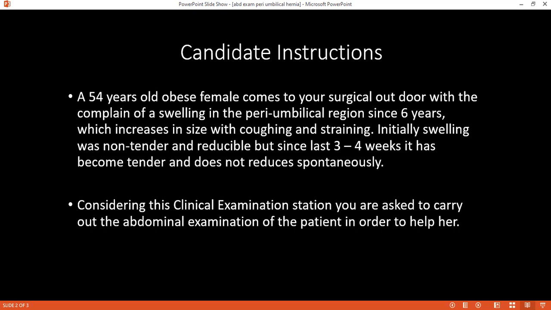Yes. So, what management would you offer to this patient? After taking a detailed history of the patient and examination, I would proceed with ultrasound abdomen to look for the defect size and the contents of the swelling, and to look for any underlying masses in the abdomen, and to look for any changes in the liver, like cirrhotic changes, and to look for any intra-abdominal ascites. Additionally, I would also do her blood tests for anesthetic purposes.